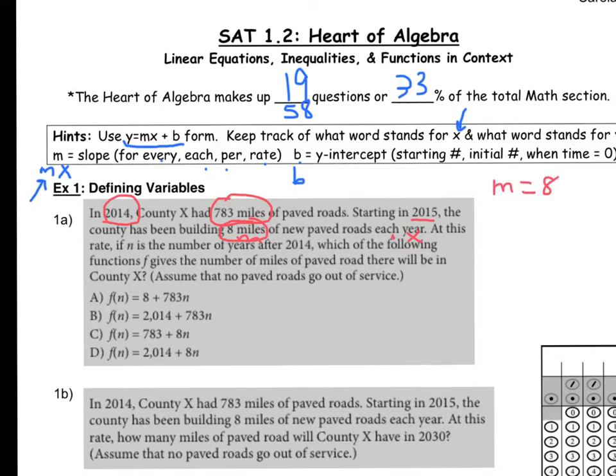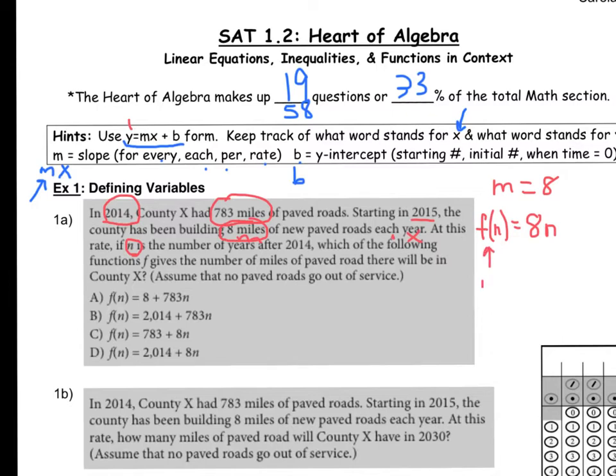If n is the number of years after 2014, so it looks like n is going to represent our number of years. So instead of using x, in this problem, we're going to use n. So we know our slope will have an n next to it. At this rate, which of the following functions f? So instead of using y equals, we're going to use f, and in parentheses, n equals. And we're just trying to figure out where f gives the number of miles of paved roads.